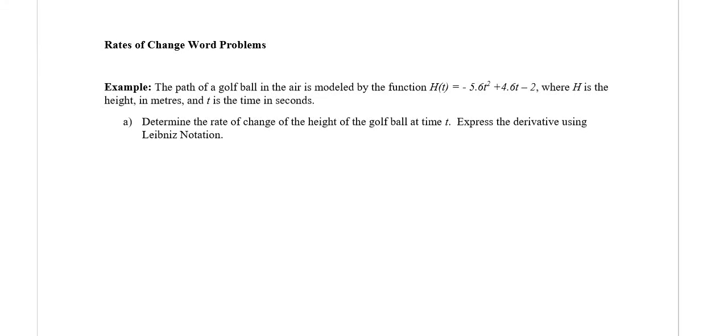The first thing it asks is to determine the rate of change of the height of the ball at time t. Express the derivative using Leibniz notation. So first thing I want to point out is when we see rate of change, we were talking about the slope of the tangent, or in this case, from now on, when you hear rate of change, think derivative. So from here, let's use that first principles definition.